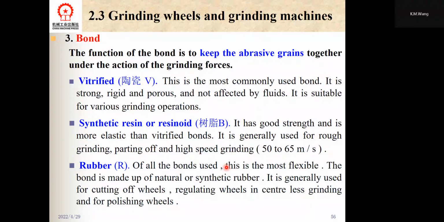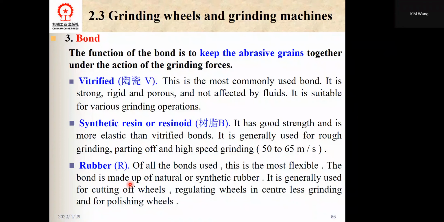Rubber, of all the bonds used, is the most flexible. The bond is made up of natural or synthetic rubber. It is generally used for cutting-off wheels, regulating wheels in certain centerless grinding, and for polishing wheels.